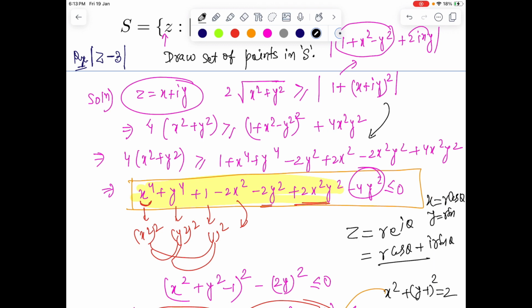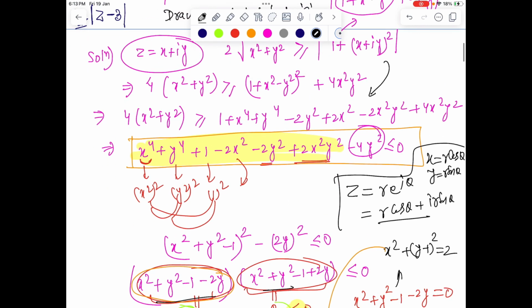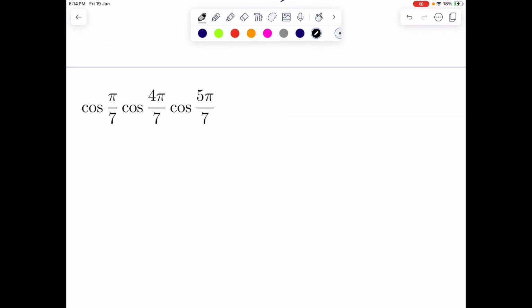In that equation, simply you can put x equals r cos theta and y equals r sin theta. And then you'll see very nicely you'll get the same locus, maybe not with this manipulation, but a simpler manipulation. So that is left. There is no complex number involved in this.